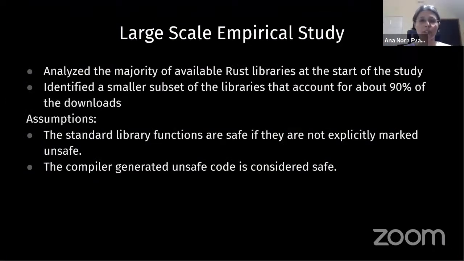And what we executed is a large-scale empirical study. We analyzed the majority of the available Rust libraries, and we also looked at a smaller subset of libraries that account for about 90% of the downloads. And the good news about this set is that it is only a little over 500 crates. So there's a small number of crates that has a big impact. For our analysis, we assume that the standard library safe functions are safe unless they're explicitly marked as unsafe, and that the compiler generated unsafe code is safe. So basically, we trust the compiler.